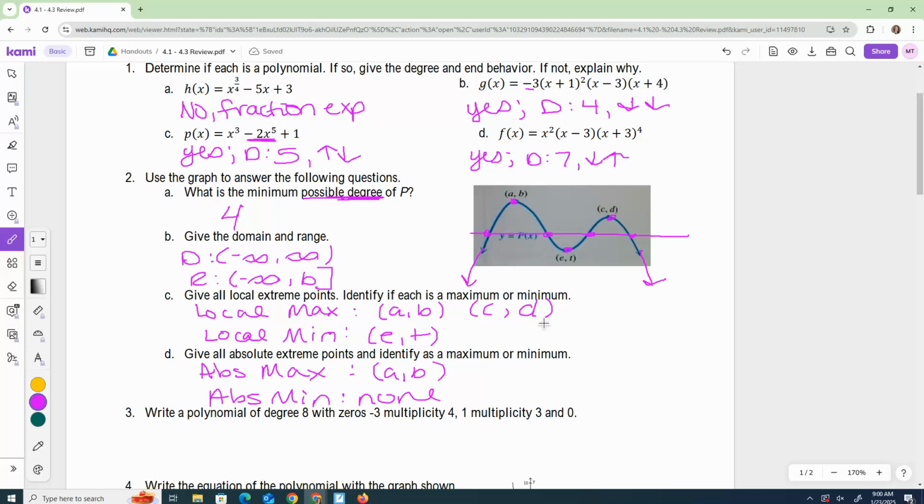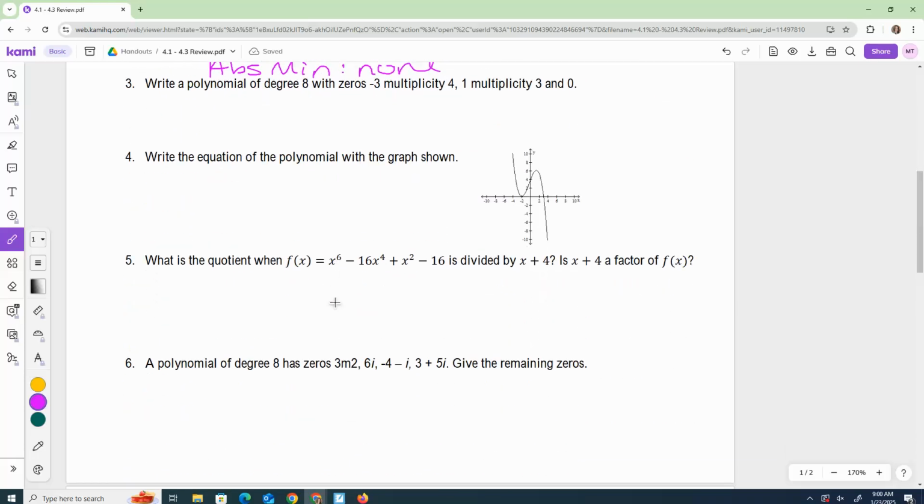Alright, so that's kind of like the section 1 stuff that we did. Do you guys remember most of that? Yeah. Okay. Section 2, we started getting into our polynomials a little bit more.